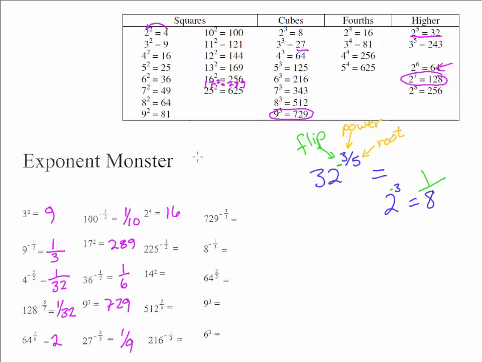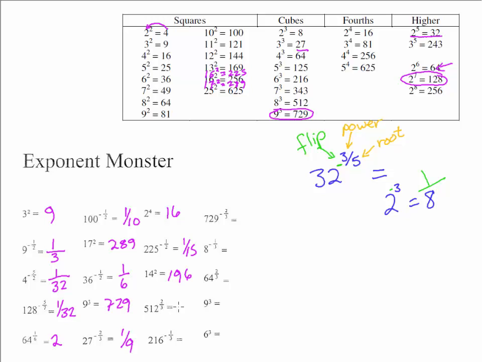225 to the negative 1/2 power. Oh, that one's not up there either. That's weird. 15 squared equals 225. So 225 square rooted is 15, 1 over 15. There we go. 14 squared is, we don't have that one either, 196. That's one you'll have to memorize.